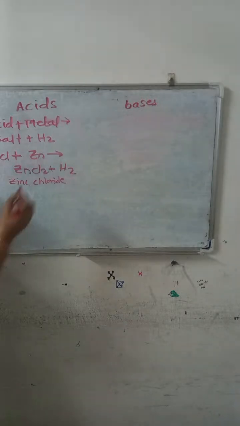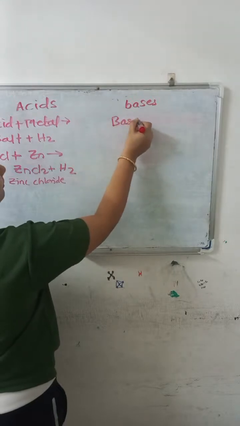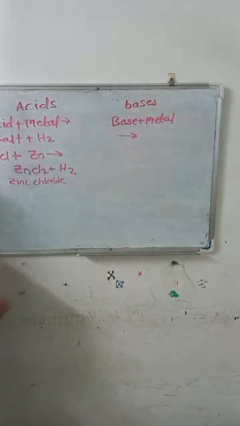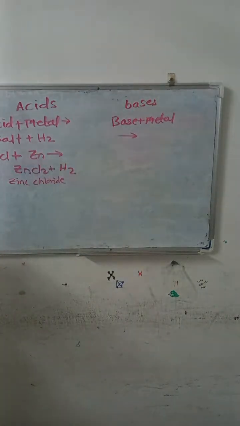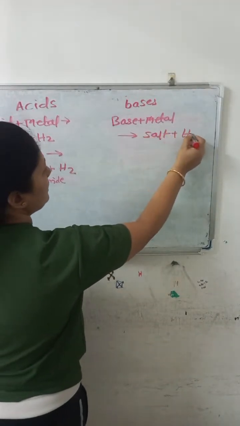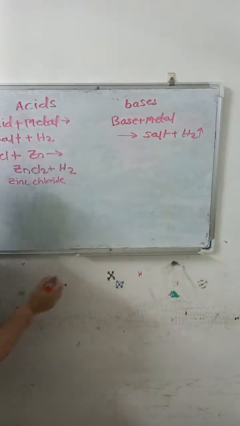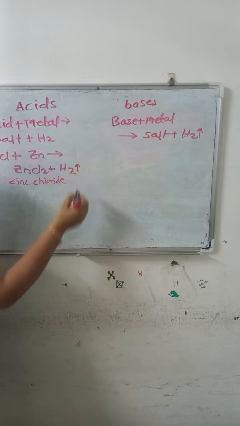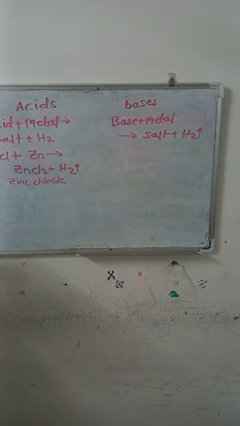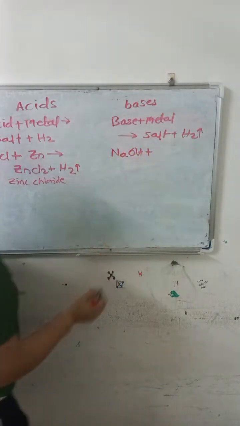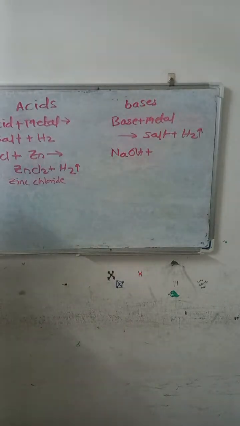metal, okay, base plus metal gives what? Here we got salt plus H2, no? So there we get salt plus hydrogen gas. Here also we will get salt plus H2 gas, which is liberated out. Once you get this upward arrow, that means gas is liberated out. So if you take any base, you can take sodium hydroxide plus metal. You can take zinc as a metal.